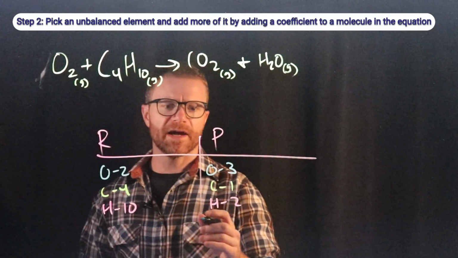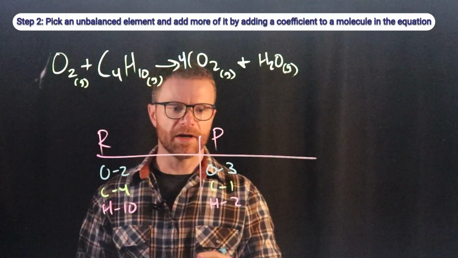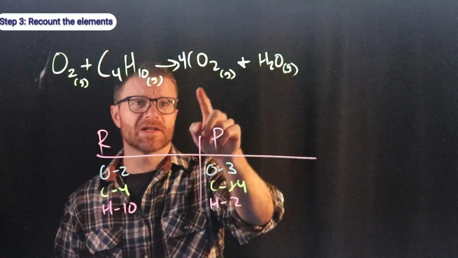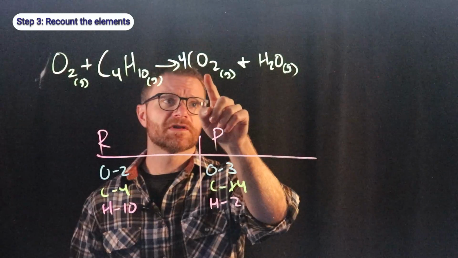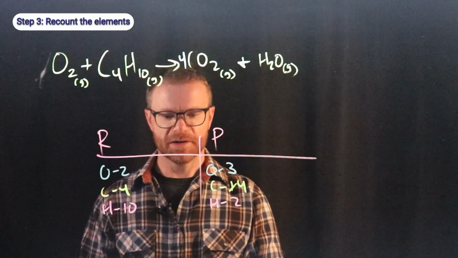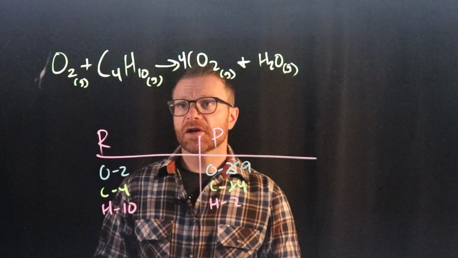We have 4 in our reactants. We only have 1 in our products, so if we put a 4 there, we're going to have 4, which is exactly how many we want. But we're also going to mess with our oxygens. So 4 times 2 is 8, and 8 plus 1 is 9 for our oxygens now. So those are off.